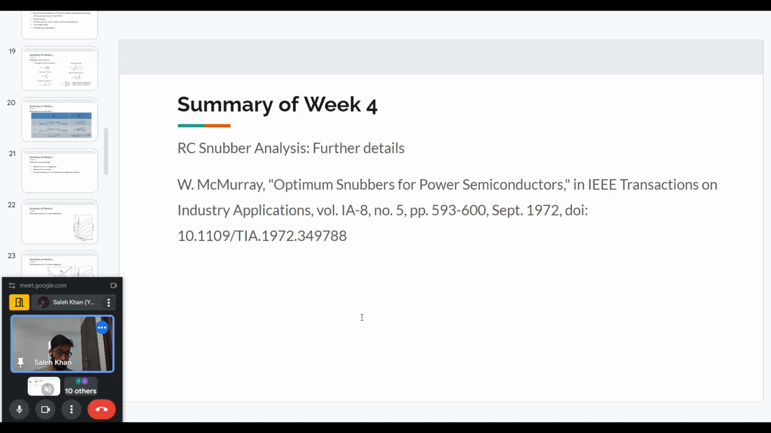If you have some device where the rating of the device is very high, but the operating voltage is less, so even if there is a spike, it will not create a problem, then you need not use a snubber. So it depends on the application and the requirements, but it is definitely not mandatory.